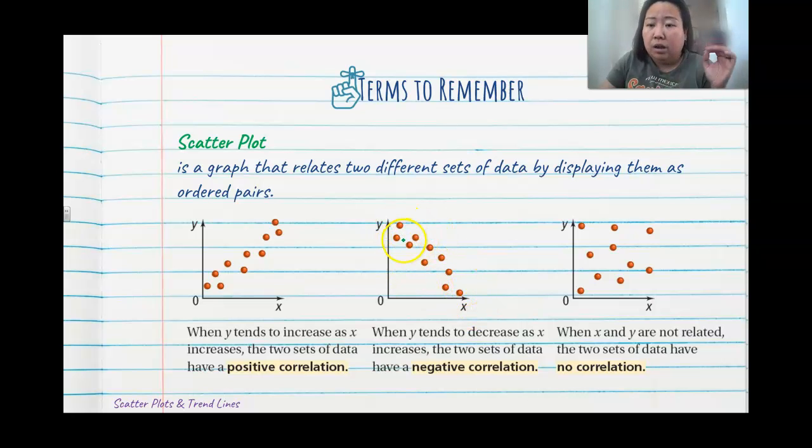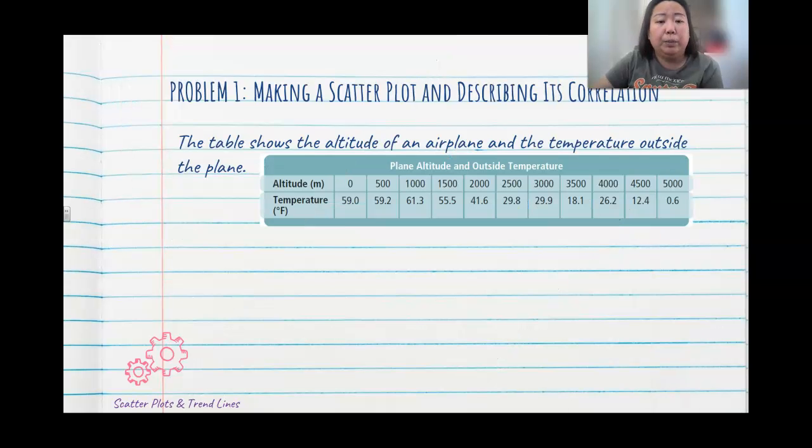So your plot, as you can see, what happens is as your x value increases, the y value is going down. And then when all your points are all over the place, then there is no correlation in that data set. Okay. All right, so let's have an example on how we can create a scatter plot.